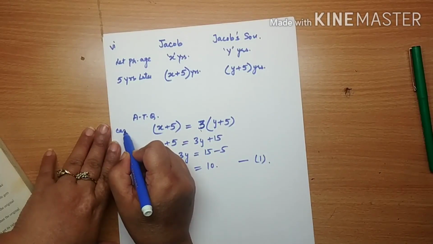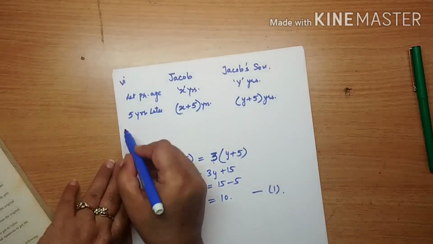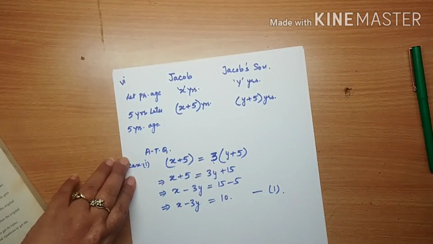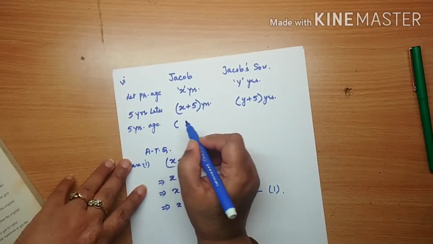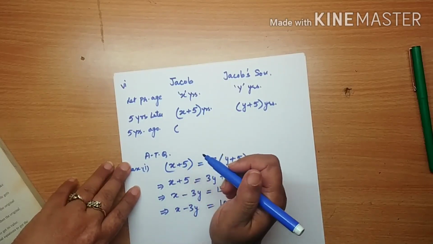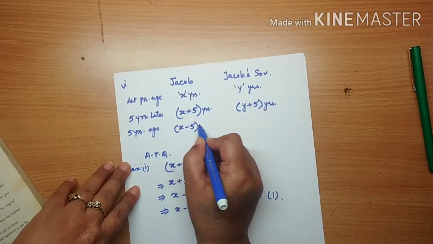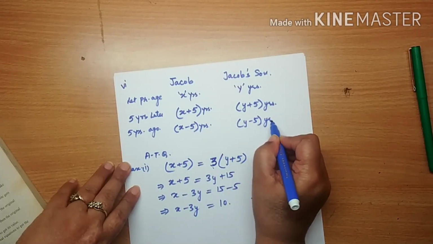This is case 1. Now second, he says 5 years ago. So 5 years ago, what will be Jacob's age? Ago is backwards. If you are 13 years right now, what was your age 5 years before? 13 minus 5, 8 years. So here Jacob's present age is x, so before 5 years, he was x minus 5. So Jacob's son was y minus 5 years old.